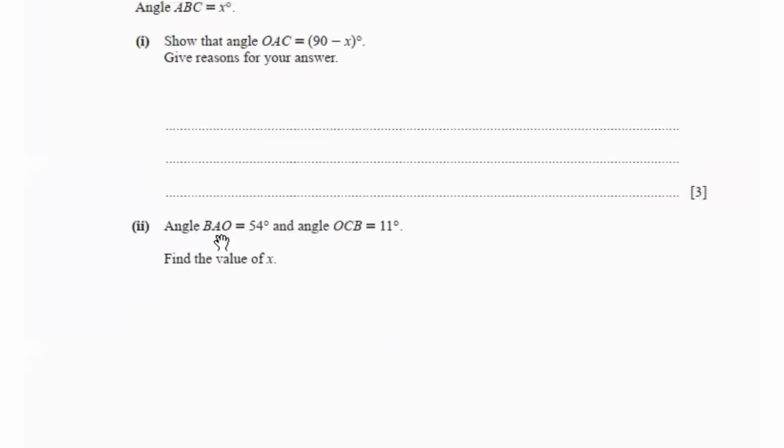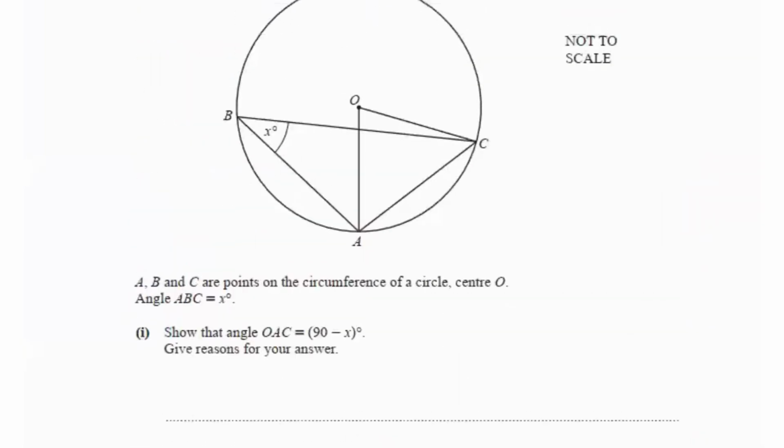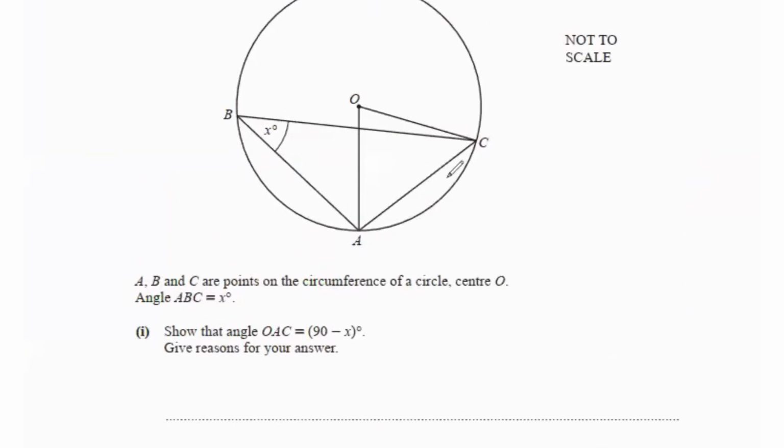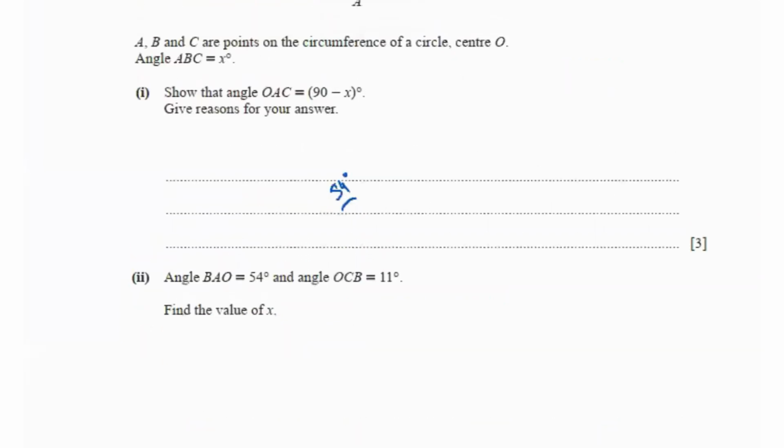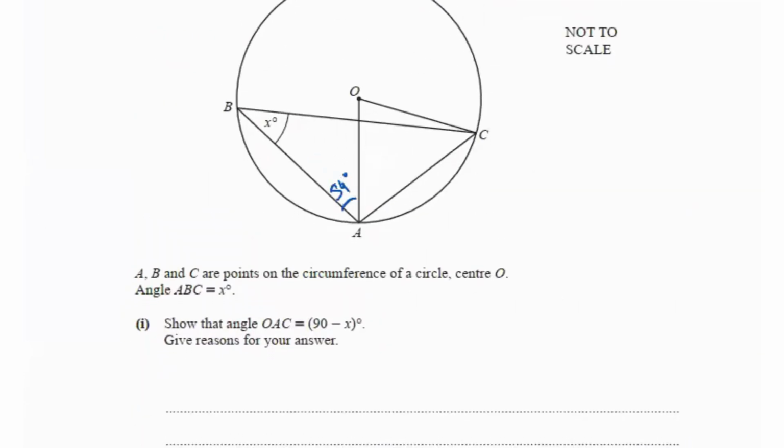Then it says angle BAO is 54 and angle OCB is 11. BAO is 54. This angle is 54. And OCB is 11. This is 11. We have to find the value of x.